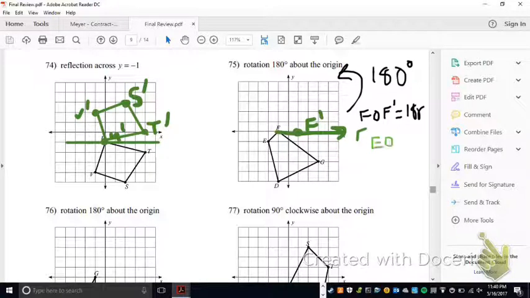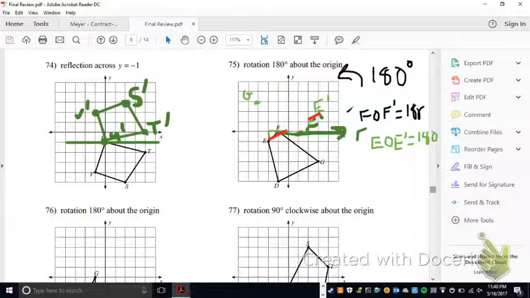Now E is a little bit different. We know that E to O to E prime has to equal 180. So it's going to be on that line right there. Now we know that distance-wise, it's going to be up 1 over 2. We then go up 1 over 2 again, and we get our E prime right there.